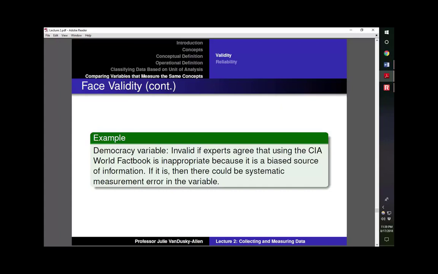We already did this when we discussed threats to validity in the previous slides. For example, we talked about how it could be possible that the CIA World Factbook was biased and could lead us to miscode some non-democratic U.S. allies as democracies. If this is the case, then the democracy variable would fail the face validity test and would be considered an invalid measure of democracy.